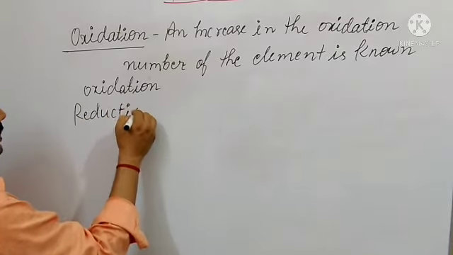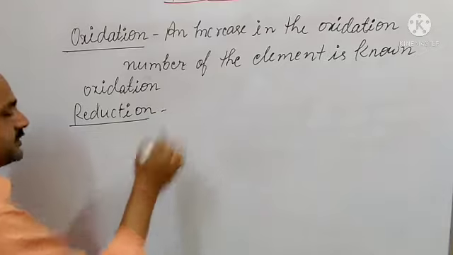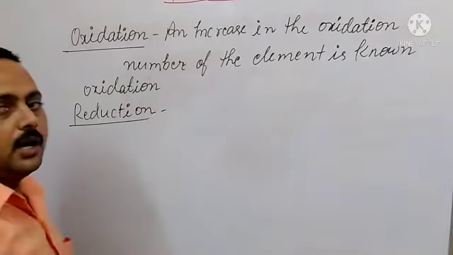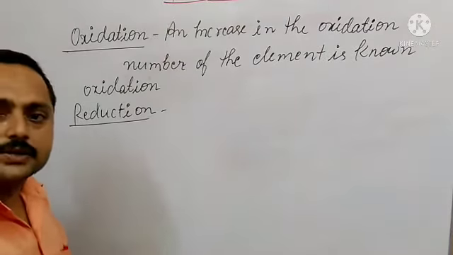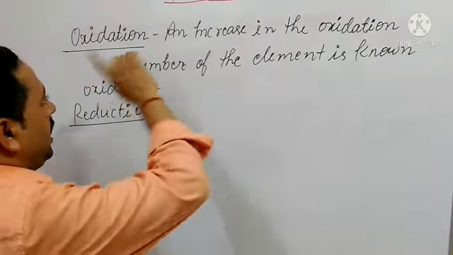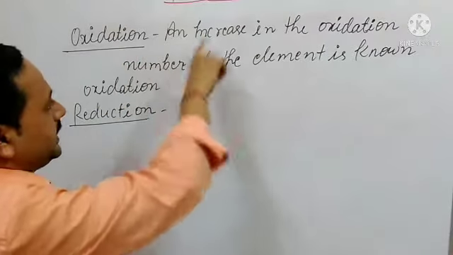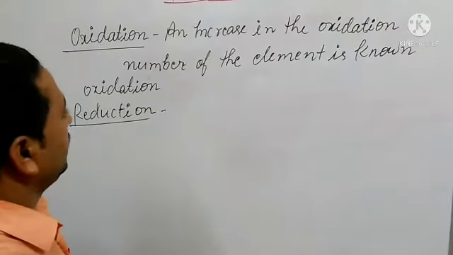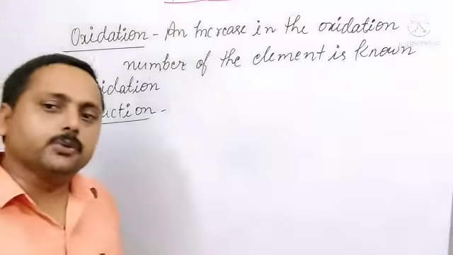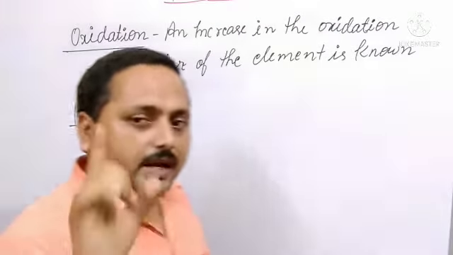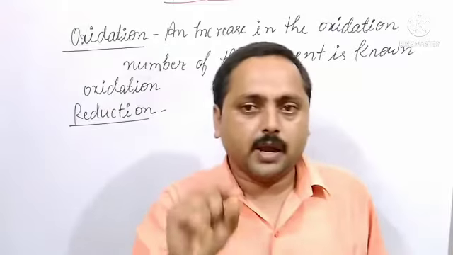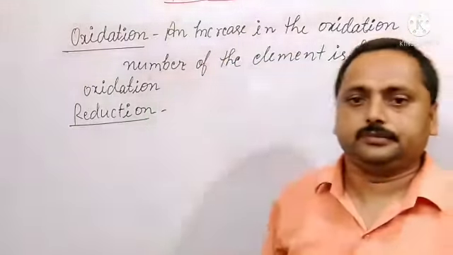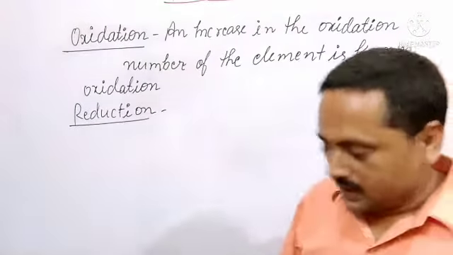You might know that reduction is just the opposite of oxidation. So if the oxidation number is increasing in oxidation, here the oxidation number will decrease. A decrease in the oxidation number of an element is known as reduction. Next is the oxidizing agent.